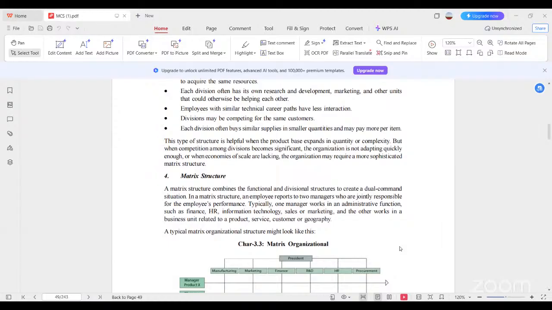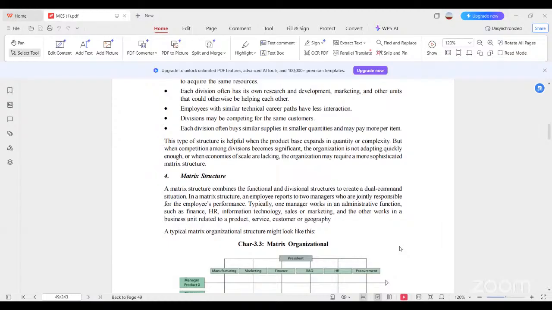The functional manager is responsible for technical expertise and administration. The project manager, or business unit manager, or product manager, is responsible for outputs, deadlines and results. So, matrix structure means one employee reporting to two managers, one for how the work is done, and one for what work is done.